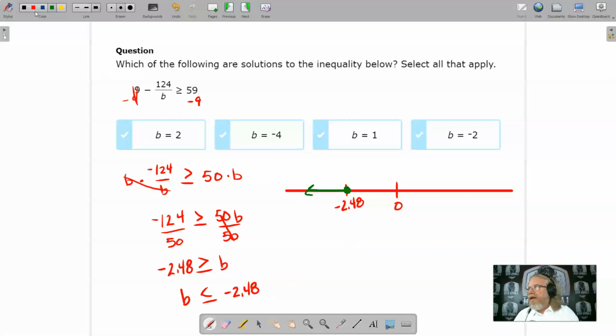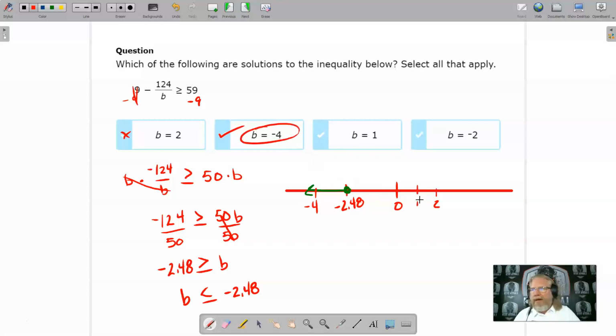So now let's start plugging these numbers on the number line. Well, 2 would be right here. That's not in the solution, so 2 is not going to work. Negative 4 is further down, right? It's going to be down here. So this is part of the solution, so that one's going to work. That one's good to go.